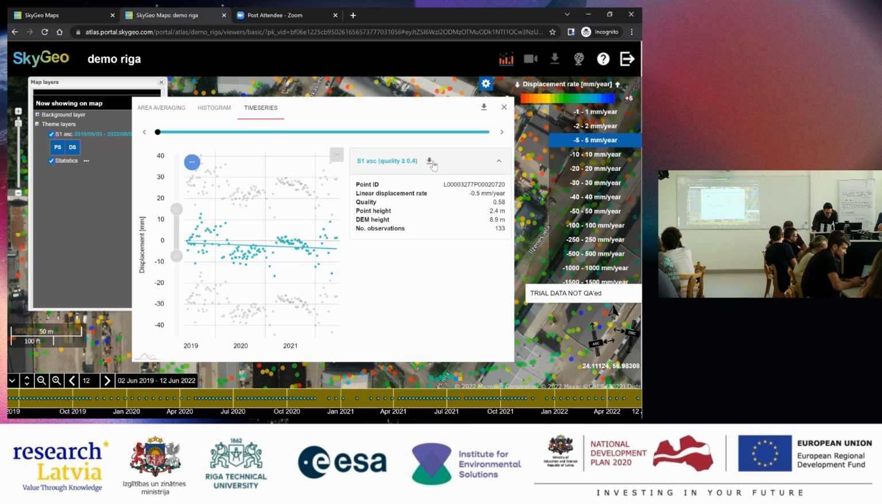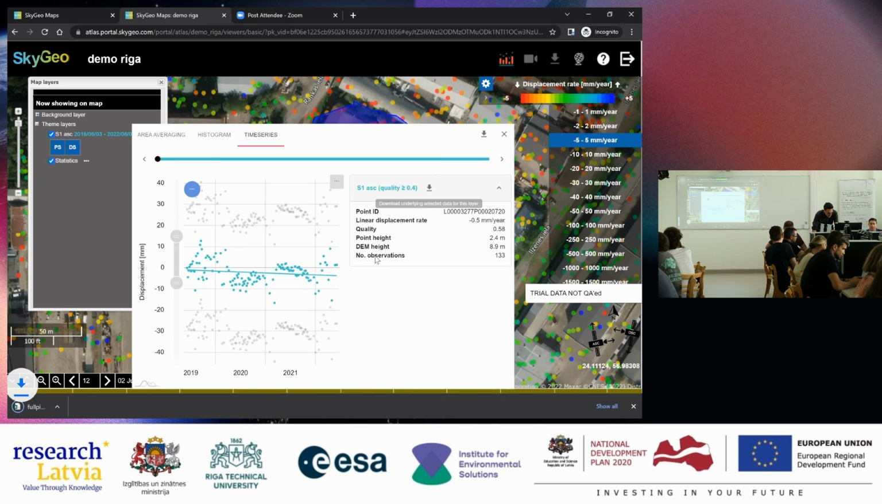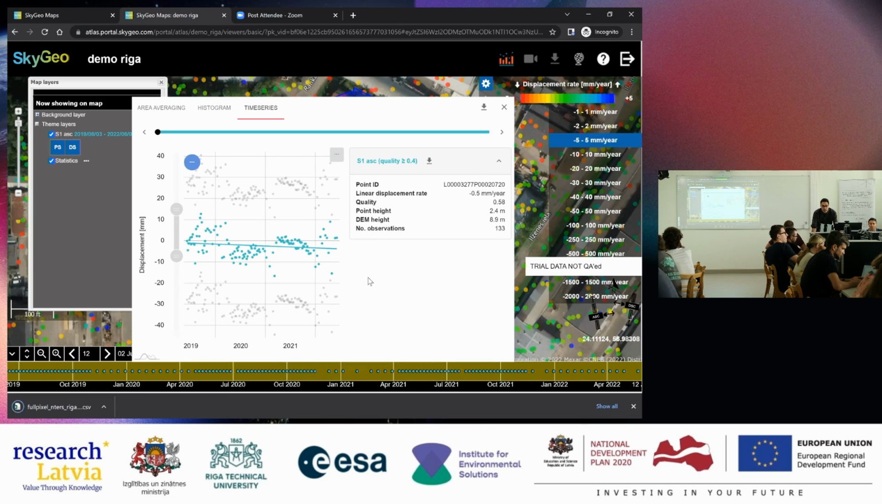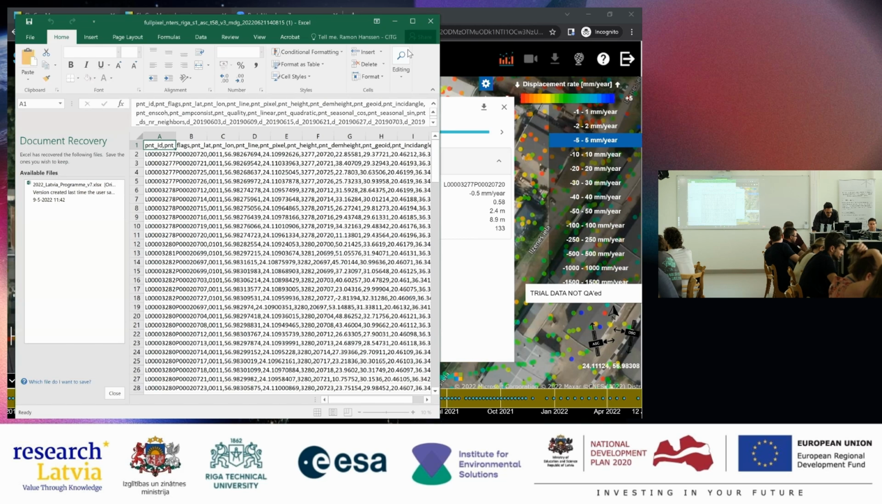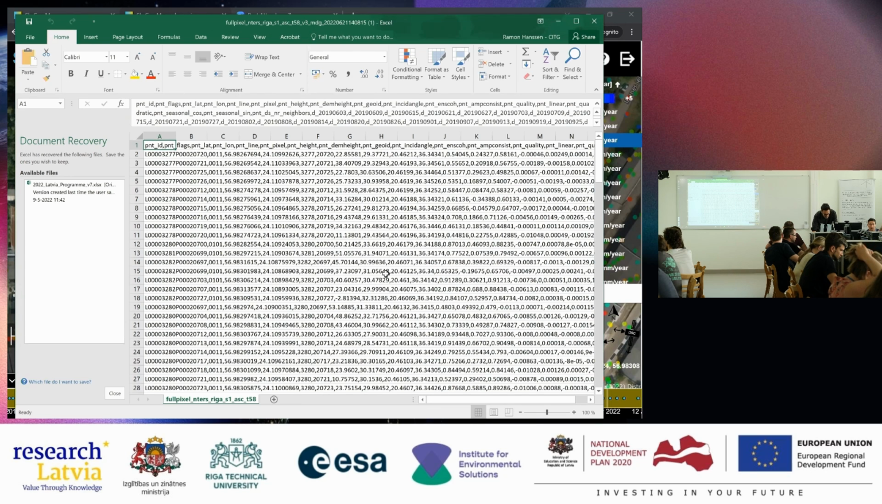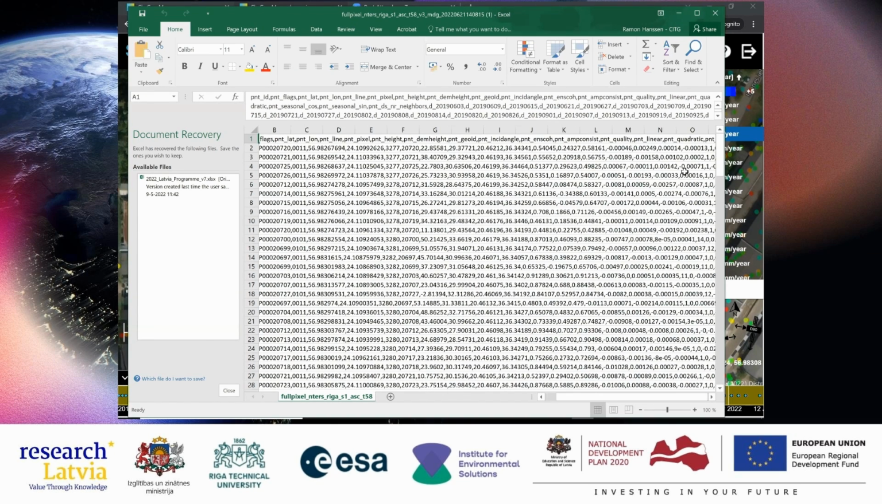But what you could do now is simply download the CSV file. So if you want to check this with MATLAB or with Python or Excel, you can click and open this file. Then for that subset, you could try to interpret this further, right? Here you have all these numbers, the latitude, the longitude, and all the displacement numbers are in the CSV file.